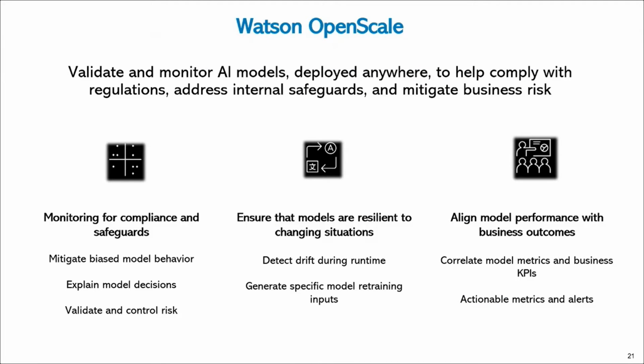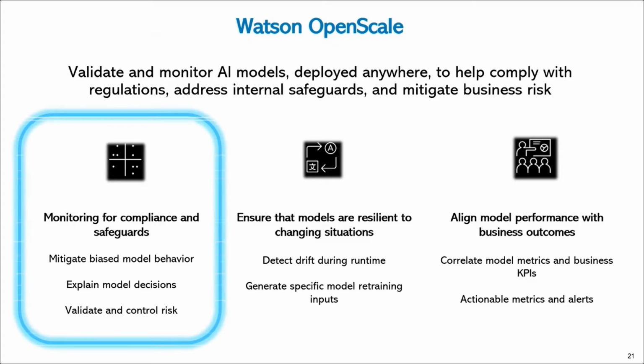The first and foremost is to ensure that the model adheres to the compliance and regulatory guidelines that are in place. This is done by constantly monitoring the deployed model in production at runtime, detecting any bias that is shown by the model, and explaining the decisions of the model in plain, simple language that humans can understand.